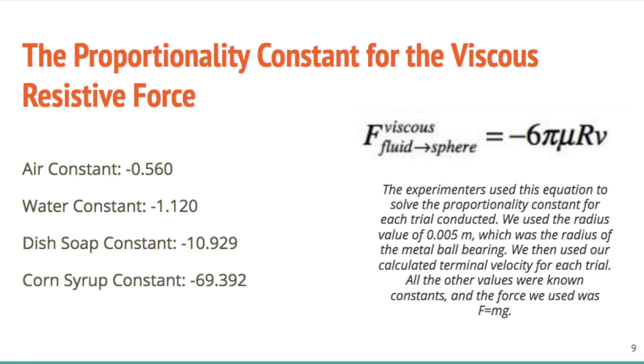So we use this equation to solve the proportionality constant for each trial conducted. We use a radius of value 0.005 meters, which was the radius of the metal ball bearing. We then used our calculated terminal velocity for each trial, and all the other values were known constants, and the force we used was F equals mg, and the values we got are on the left.